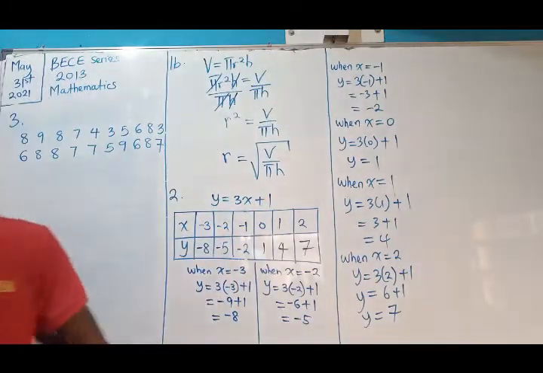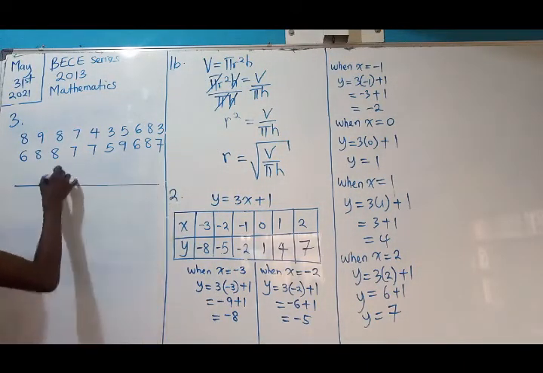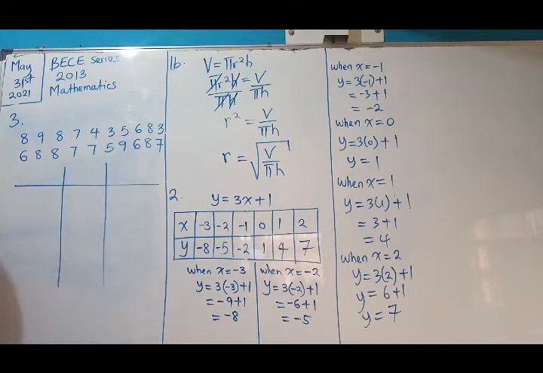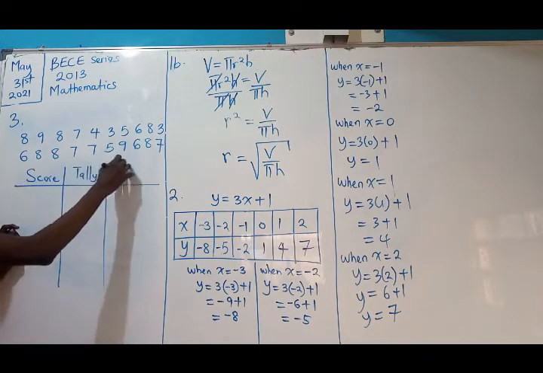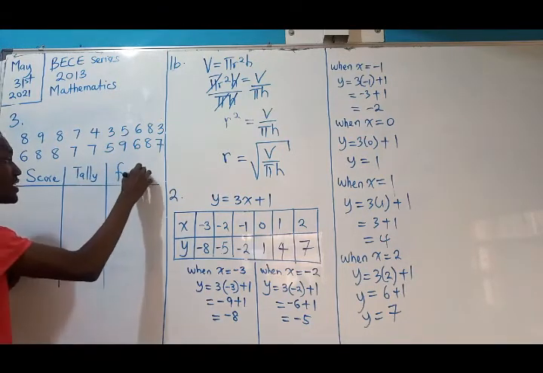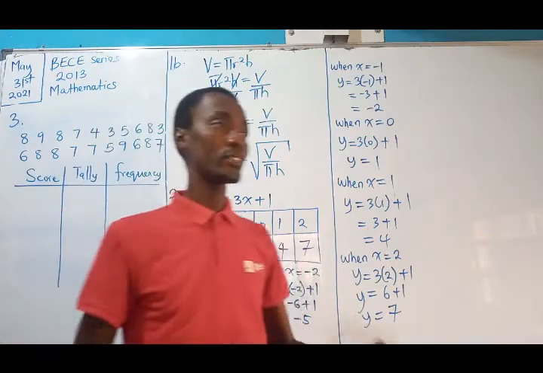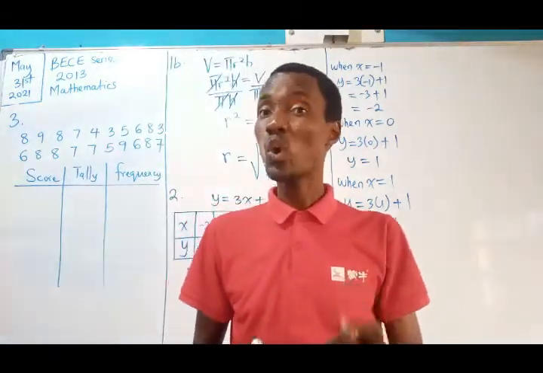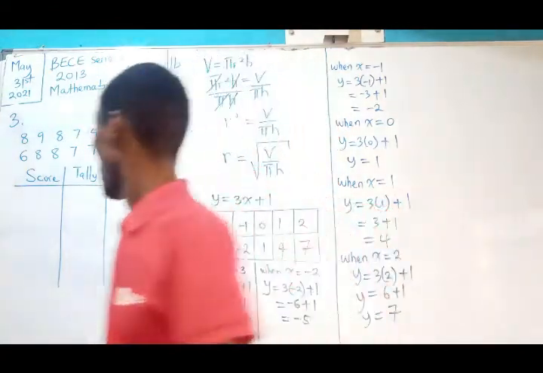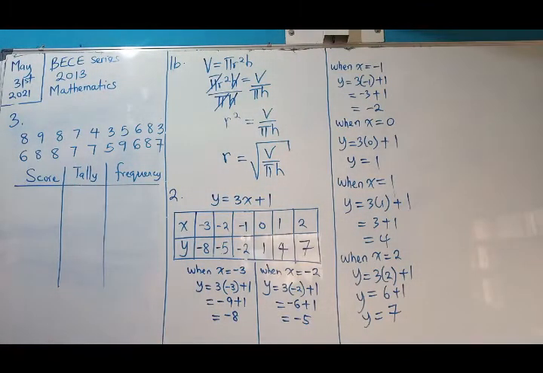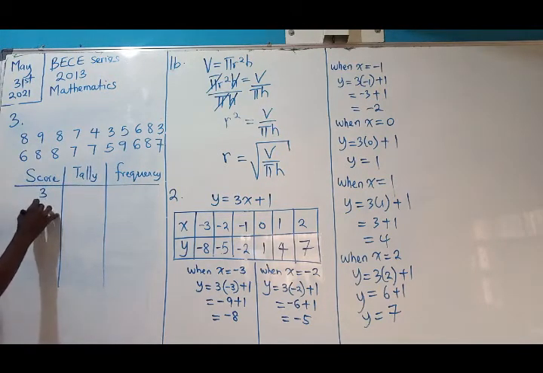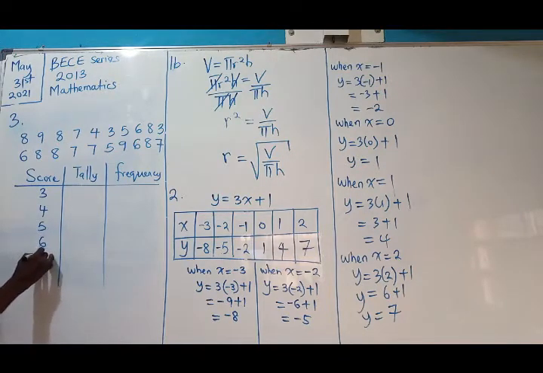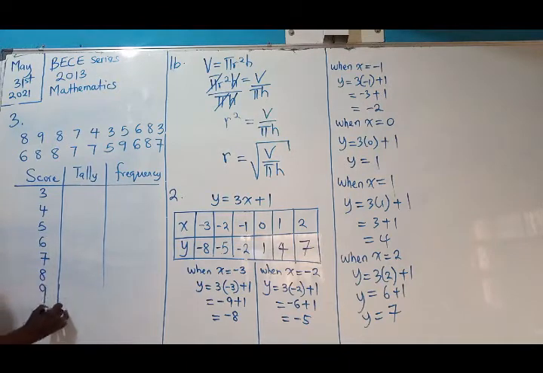Right? So how does it go? It starts by drawing this out. Here will be the score, here will be the tally, and here will be the frequency. In fact, frequency and tally are the same thing. It's just that you represent tally by strokes and frequency with what? Numbers. That's just the difference. So, the next thing you want to do is to identify the scores. What's the lowest score here? It is 3. And the highest score is what? 9. So what you do is to list them out. 3, 4, 5, 6, 7, 8, and 9. That's what you do.